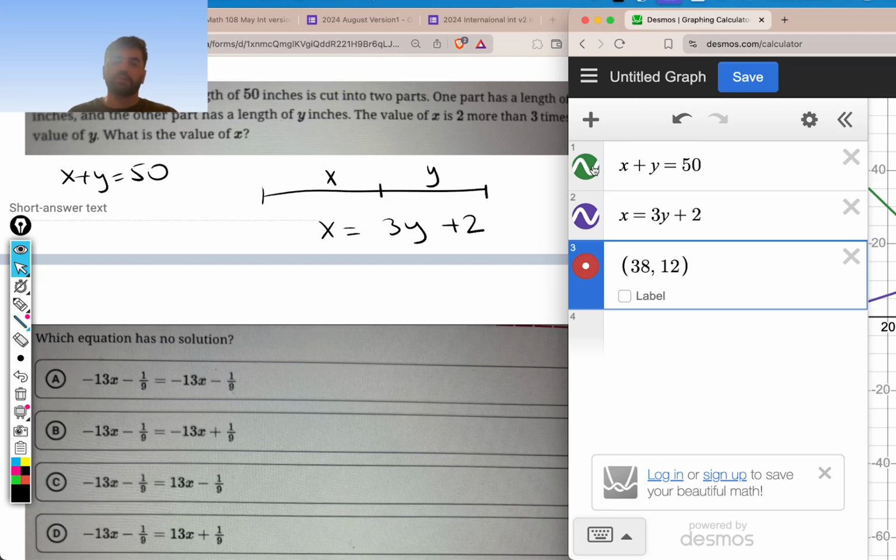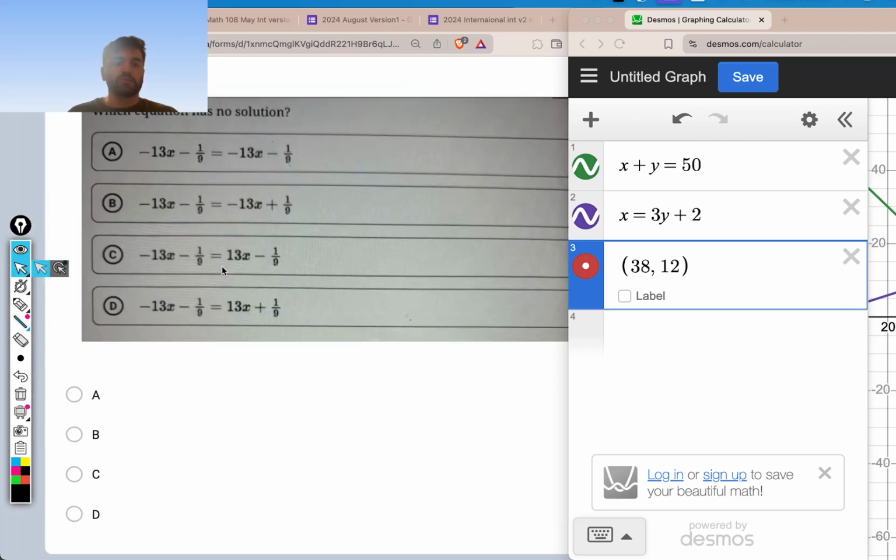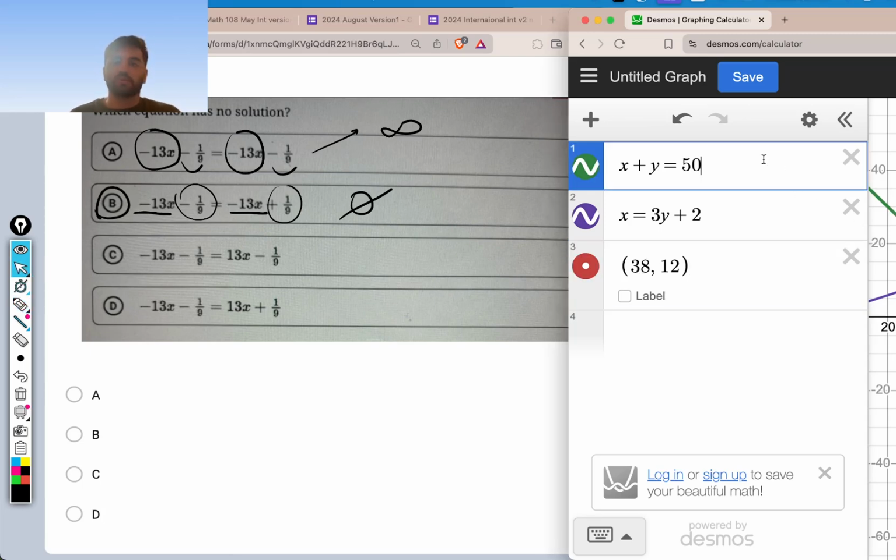Some students enter 12 here, but it is not 12. Be careful. Which equation has no solution? For this question, if these two are the same, it can be no solution or an infinite number of solutions. Because this part is also the same, it is an infinite number of solutions. You can say this part is the same, but this part is different, so it means that there is no solution. Answer will be B.